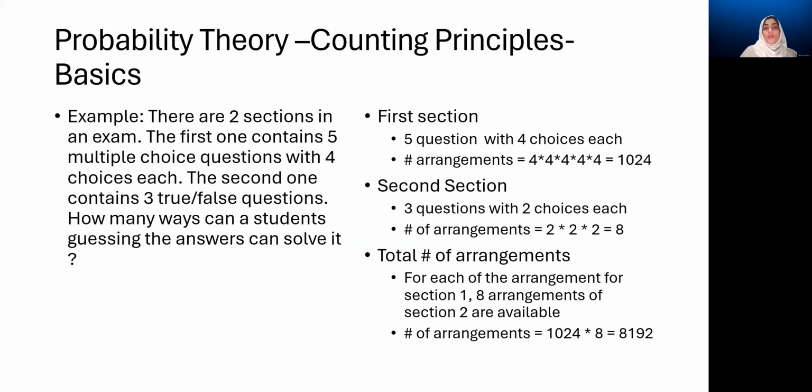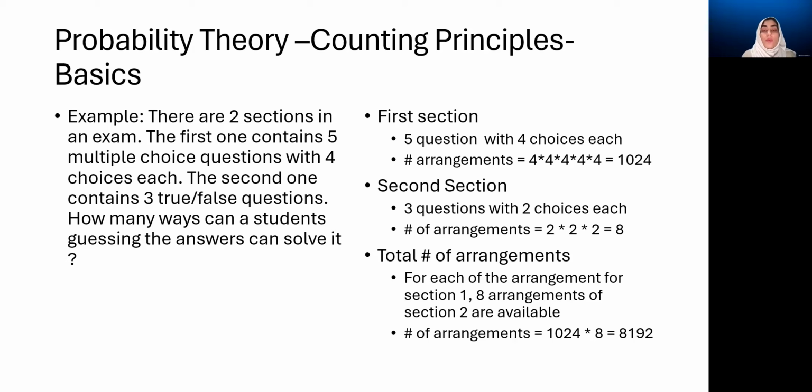In order to solve this question, we need to understand what principles we can apply here to count the total number of possibilities. So the first thing is the first section, which has 5 questions, and for each question, we can have 4 different options. Here, this implies that we have a collection of 4 choices or 4 items that we can choose from, but we do it 5 times. So the total number of arrangements is going to be 4 into 4 into 4 into 4 into 4, or equivalently 4 raised to power 5, which is 1024.